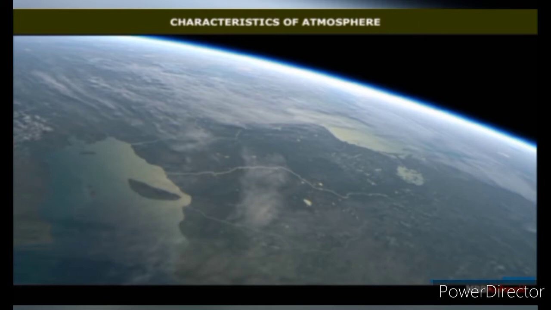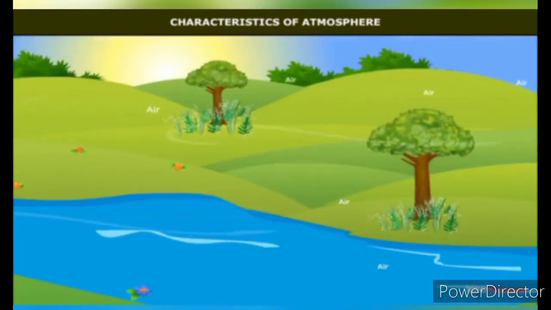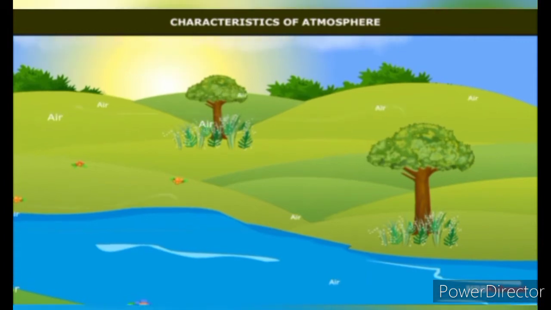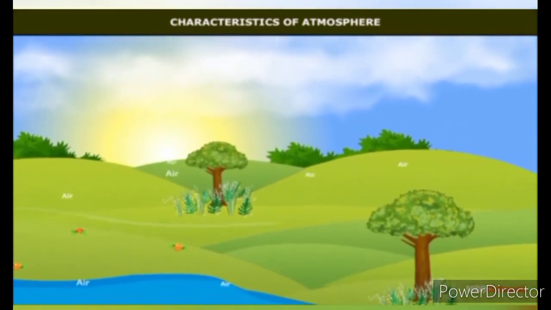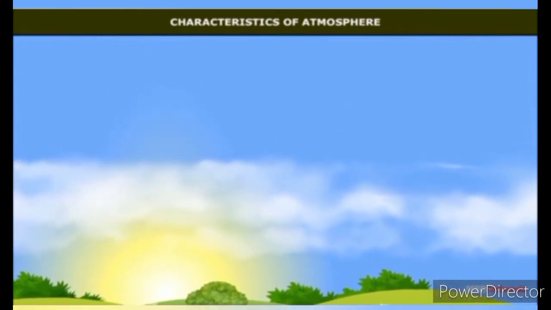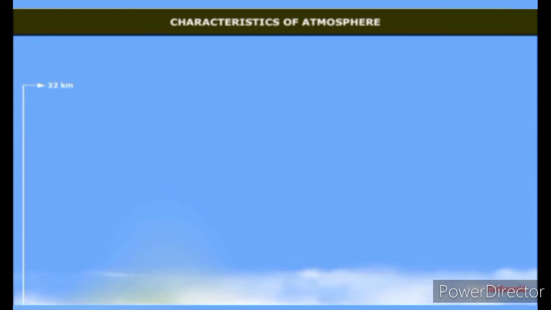Characteristics. The atmosphere surrounds the Earth like a blanket and is most dynamic in nature: mobile, elastic, expandable. This is because it has a layered structure. The heavier gases are found in the lower layers of the atmosphere. About 99% of the total mass of the atmosphere lies within a height of 32 kilometers from the Earth's surface.